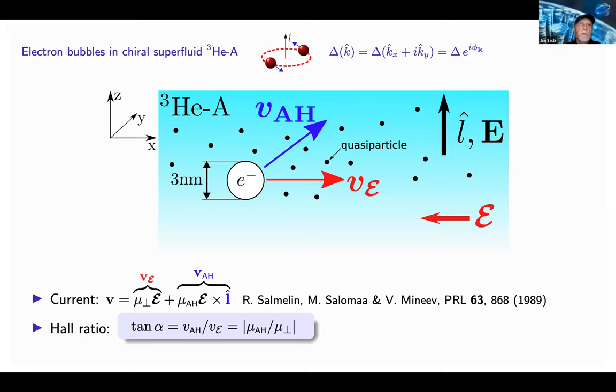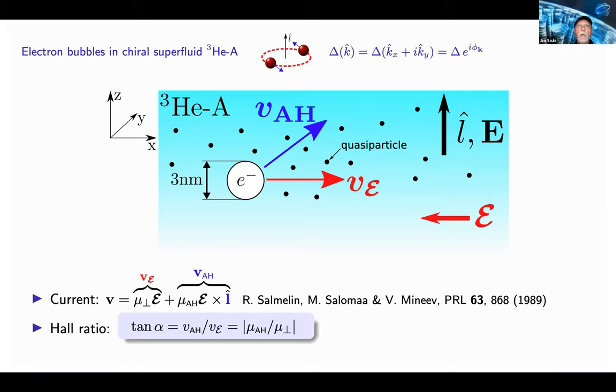So in addition to the drag force shown here in red against the applied in-plane electric field, you'll get a Hall current proportional to E cross L. And this was first pointed out by Solomon Mineyev in 89. And of course, you'll then get a corresponding Hall ratio and a Hall angle.